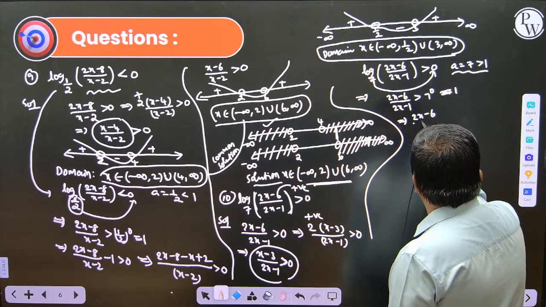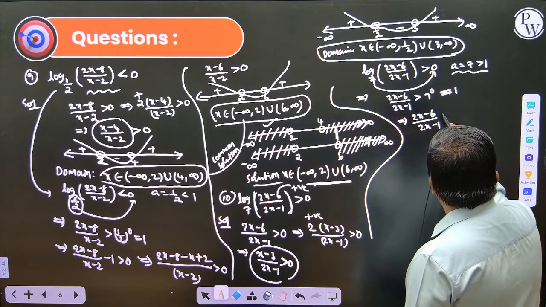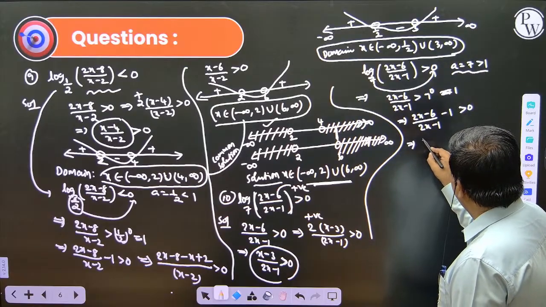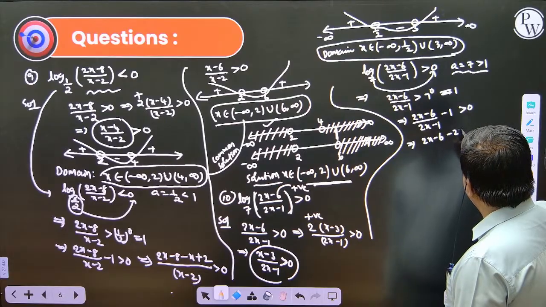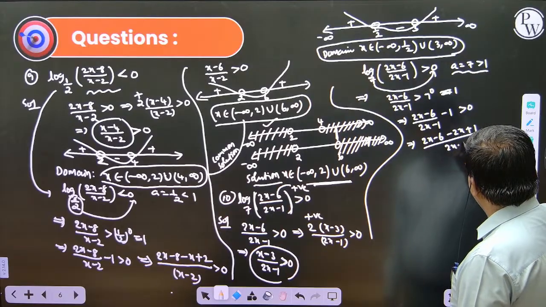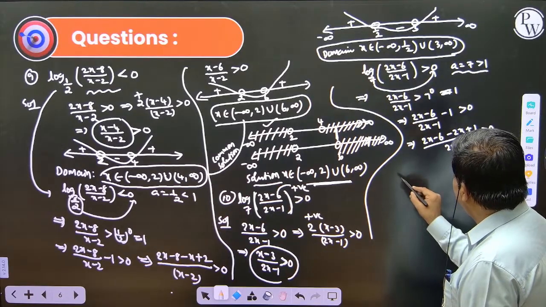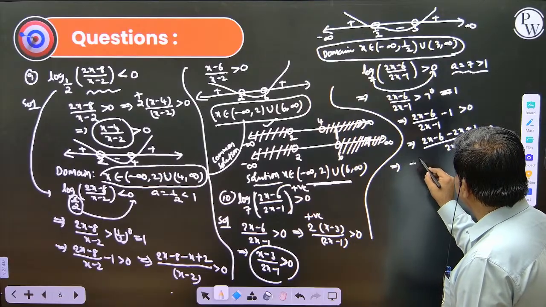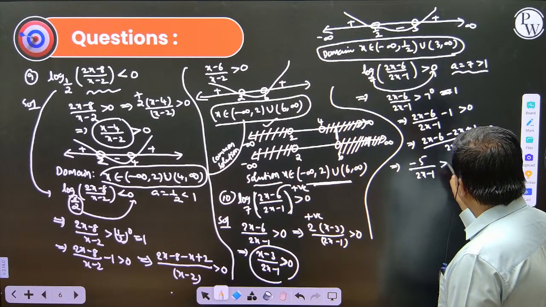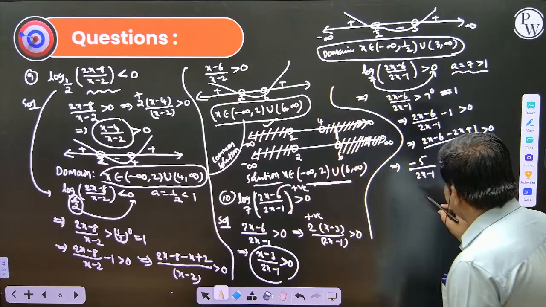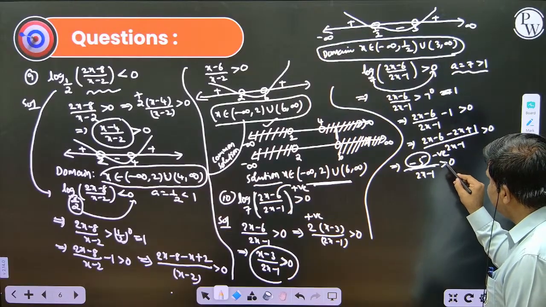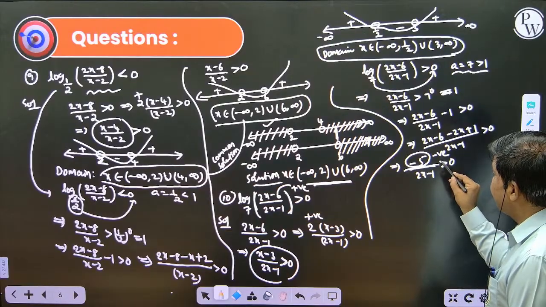Now what happened? (2x minus 6) by (2x minus 1) minus 1 greater than 0. Simplify. (2x minus 6 minus 2x plus 1) by (2x minus 1) greater than 0. It implies 2x cancels out, minus 5 by (2x minus 1) greater than 0. So clearly observe here, minus 5 is there. It is negative, but the result should be positive.